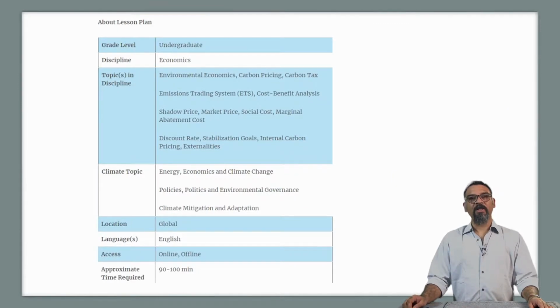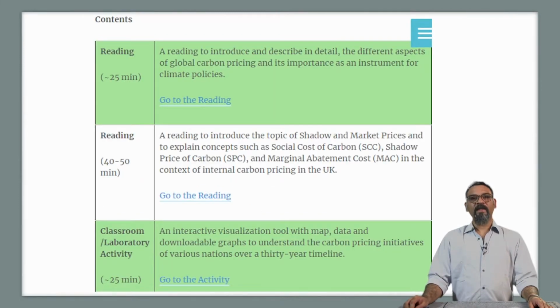So, if you are teaching topics such as environmental economics, carbon pricing, carbon tax, emission trading systems, cost-benefit analysis, shadow prices, market prices, social costs, marginal abatement costs, and so on and so forth, we invite you to take a closer look at this lesson plan. This lesson plan includes a reading that introduces and describes the different aspects of global carbon pricing and its importance as an instrument for climate policies.